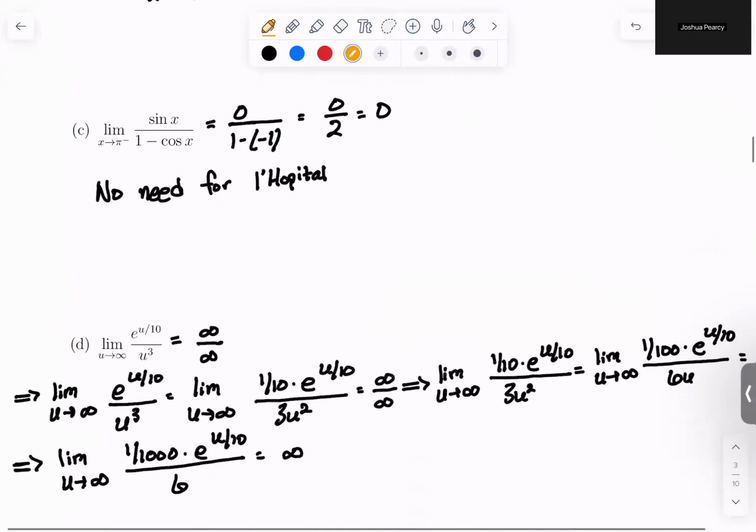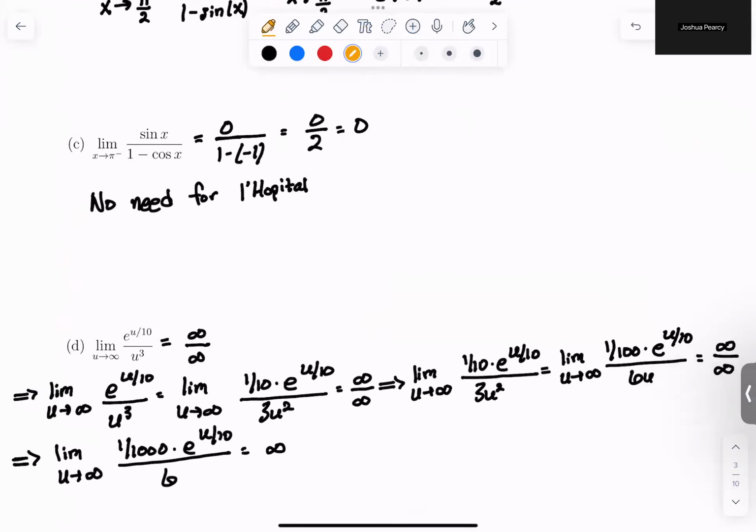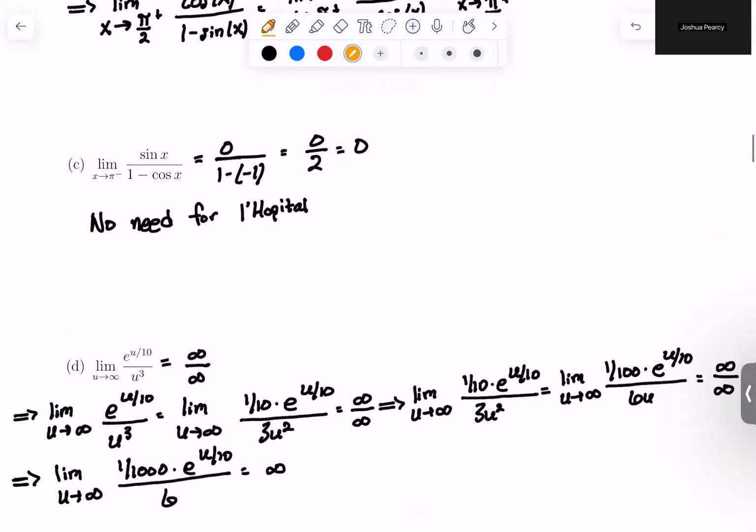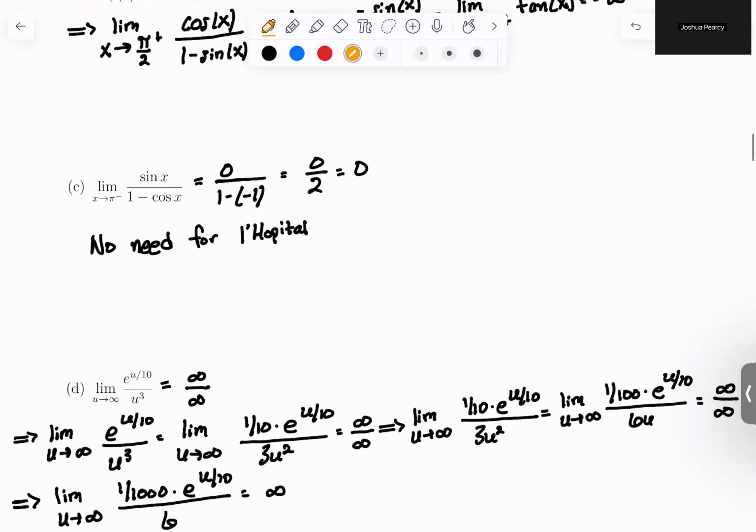Then part C, this one is one where you don't have to use L'Hopital's rule, because if I plug in pi, then all I get is 0 over 2. So there's no need for L'Hopital's rule. The limit is just 0.